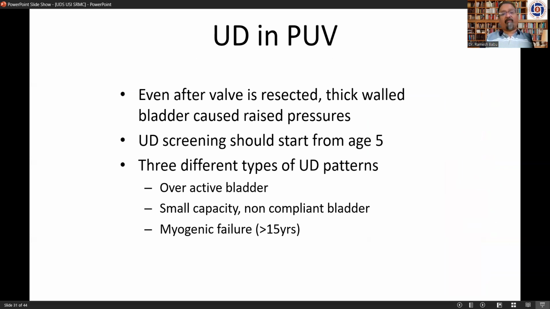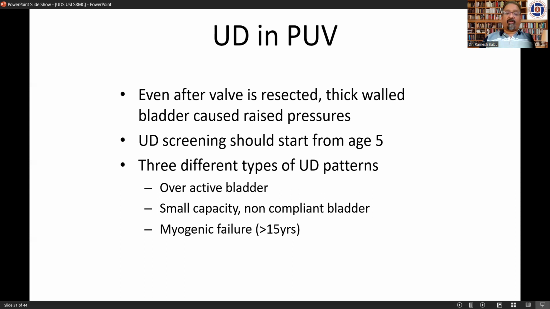Urodynamics in posterior urethral valve, we can actually start urodynamic study as early as age 5, but in the Western world, they start much earlier to have a baseline. So the baseline urodynamics is only to see the progression, because the valve bladder goes through multiple stages. Initially, it is an overactive bladder where there is a role for anticholinergics or a beta agonist. And then they go for a small capacity and non-compliant bladder where you have to carefully decide whether an augment is needed or a nighttime catheterization is needed.